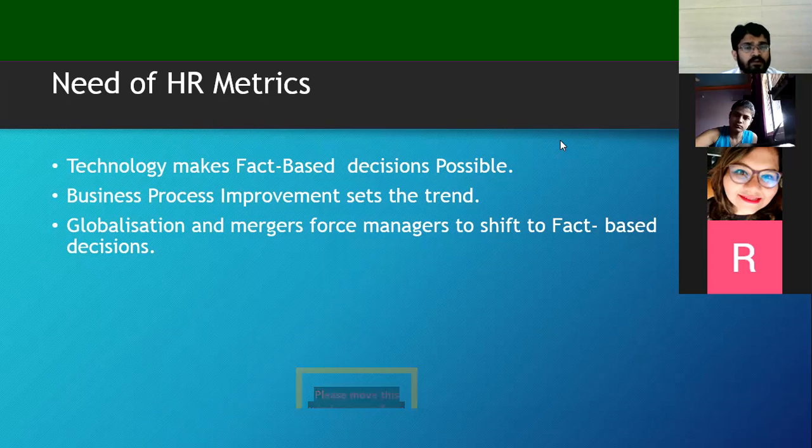Third is globalization and mergers force managers to shift to fact based decision making. Now imagine, guys, in the world of globalization where your branches are located all over the world, can you really judge a person's performance just by talking to him on phone or just by the mails that you receive? Can you do that? Say you are an HR, you are taking care of the entire HR of the entire corporate that you are leading. You are the main HR of that particular corporate, or the director HR, we can say.